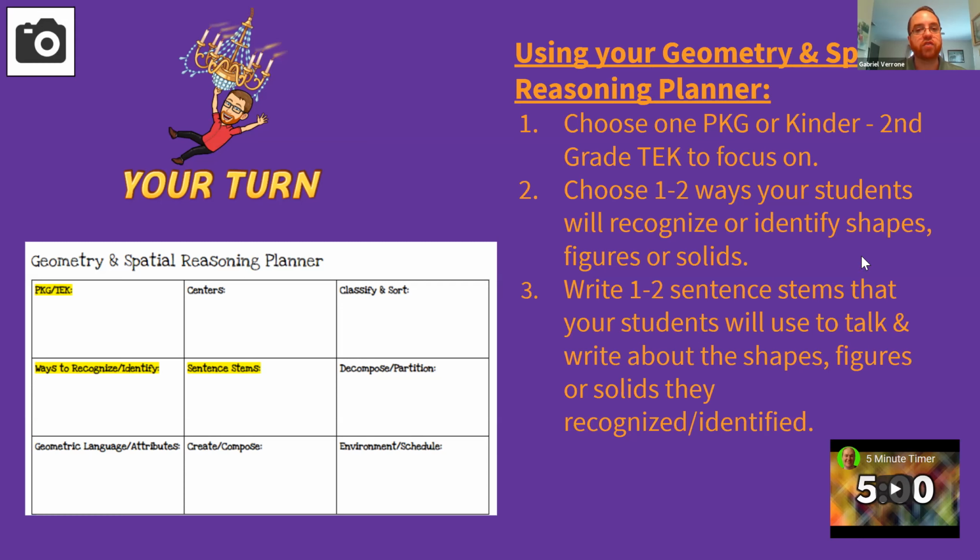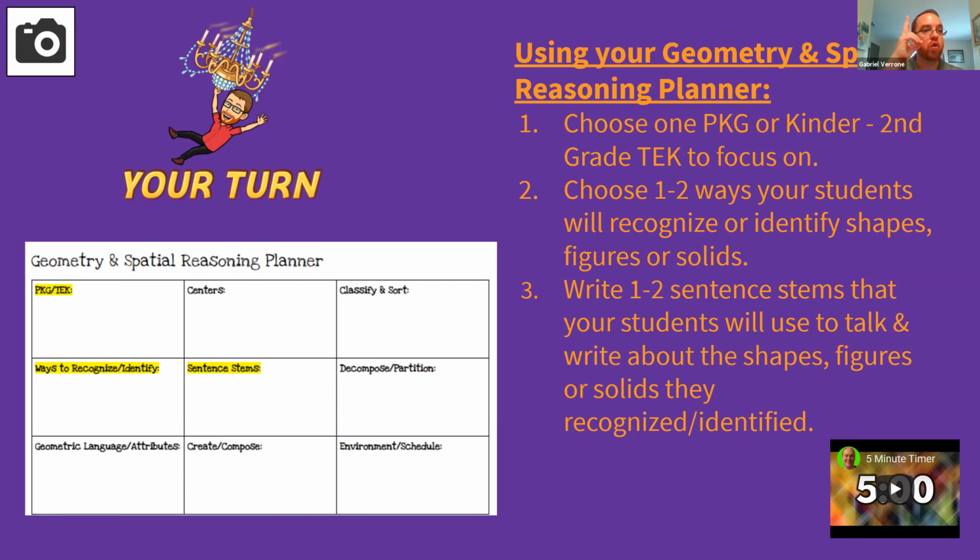Choose one or two ways the students are going to recognize or identify shapes. Okay. It could be a whole group way. It could be in centers. It could be a way that we've already talked about. It could be from one of the pictures. I'm not asking you to reinvent the wheel, right? And then write one or two sentence stems that your students are going to use to talk and write about the shapes, figures, or solids they recognized or identified, okay?